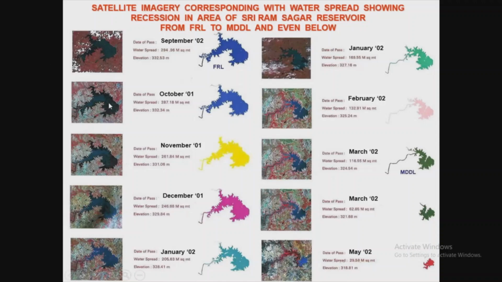You can see the shapes of the reservoir in the satellite image. Now it's a full reservoir level. You can see 294.96 meters. Then it depleted to 287.18 meters. Then to 261.84. Then to 246.68. Like that, it is depleting, and the reservoir elevation is depleting. The water spread area is also depleting. So this from 332, and this is 318. So this much depth is now reduced.